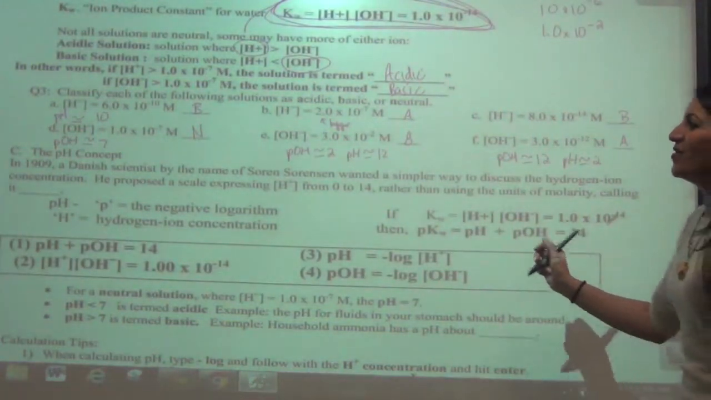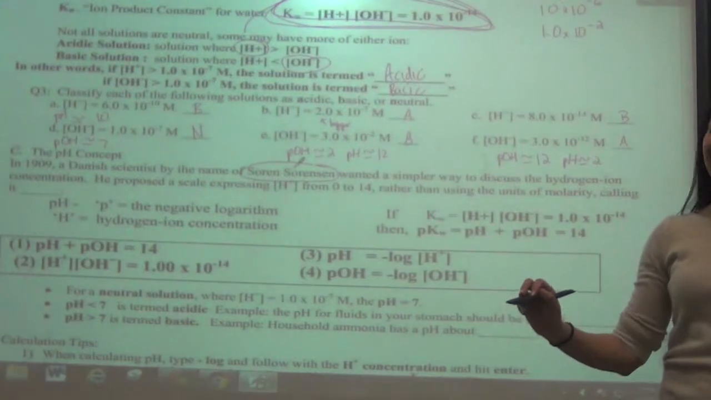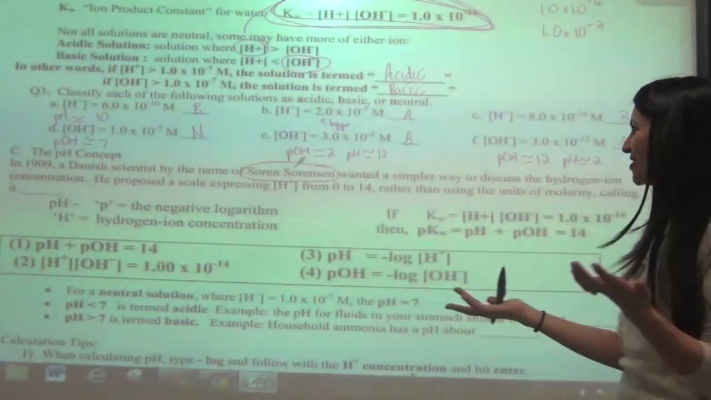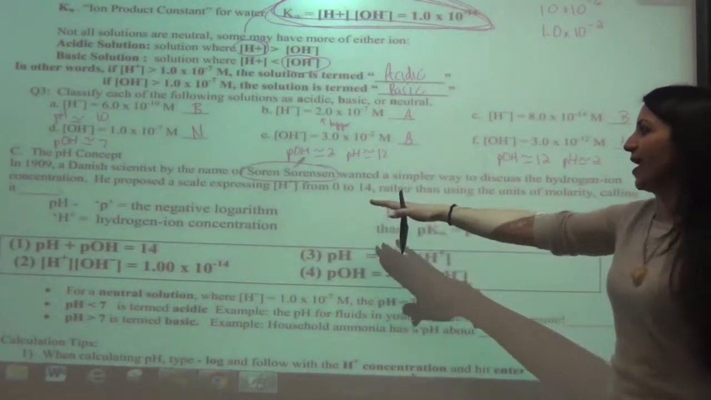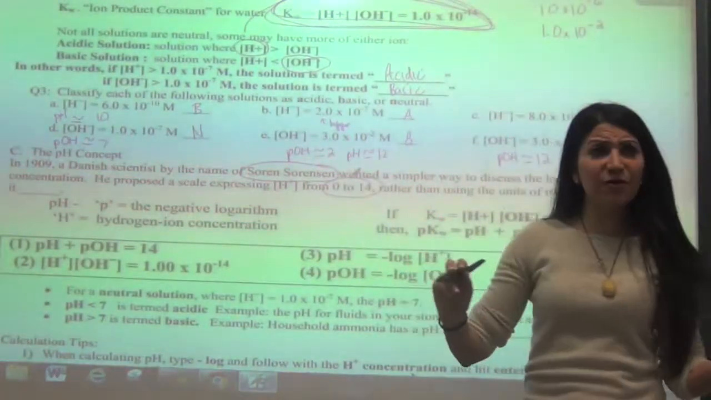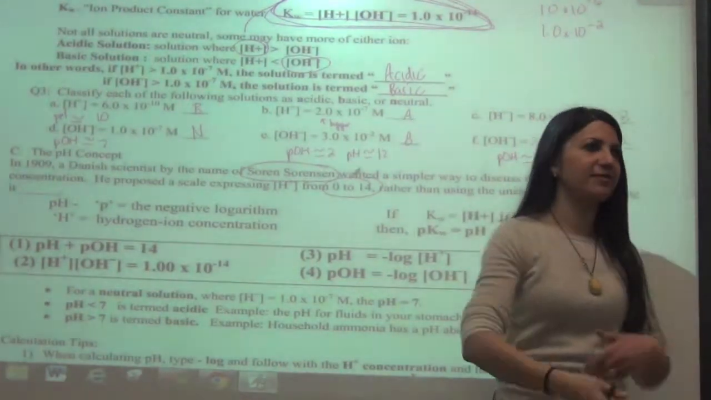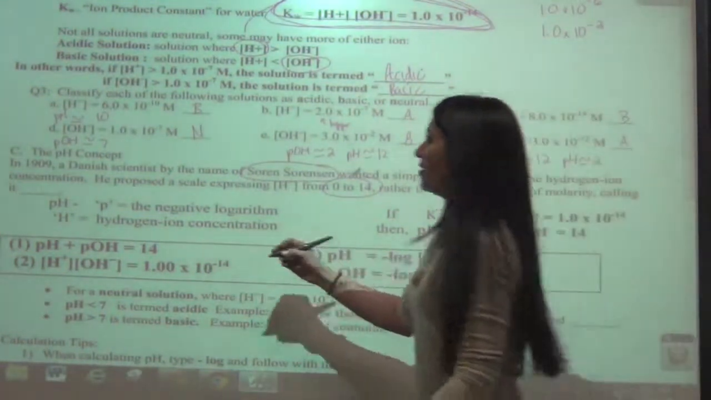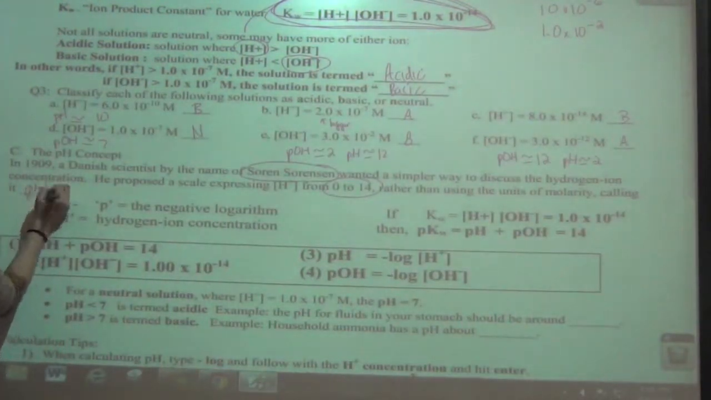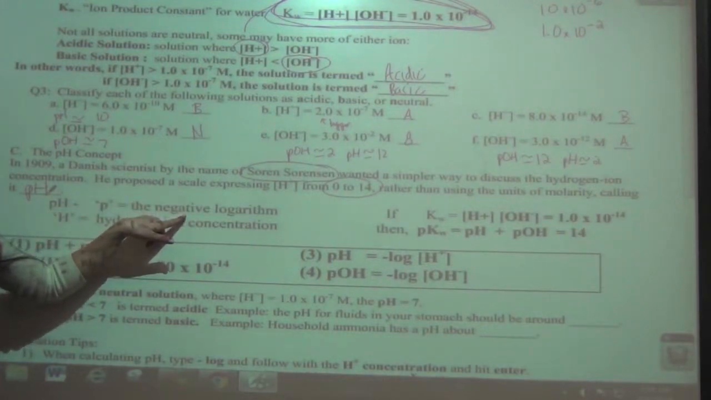So in 1909, there was a Danish scientist, and yes, his name was Søren Sørensen, who wanted to keep things simple. I mean, I don't know how much more simple you get with your name. And so he proposed the scale using H+, from basically 0 to 14, instead of using the units of molarity, which were, again, like 10 to the negative 3, and 10 to the negative 11, and 10 to the negative 13. And so he calls it pH. And so it's pretty simple. When you see this P, all you're going to do is negative log it, okay?